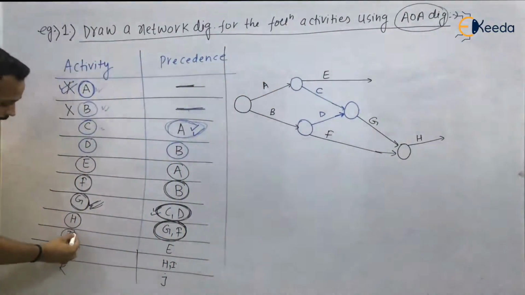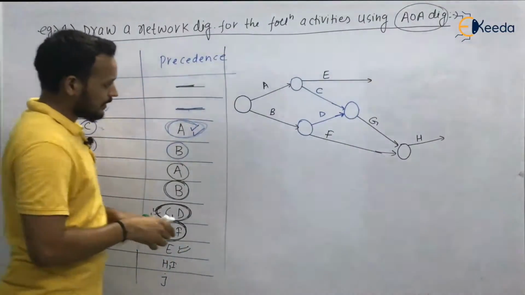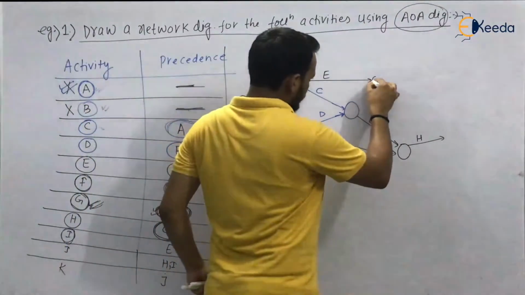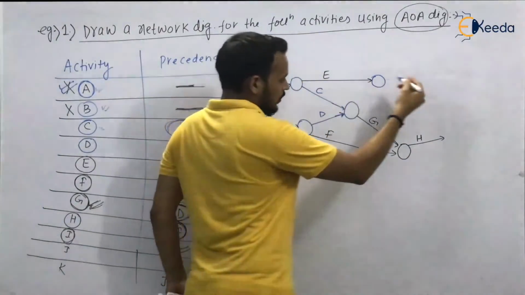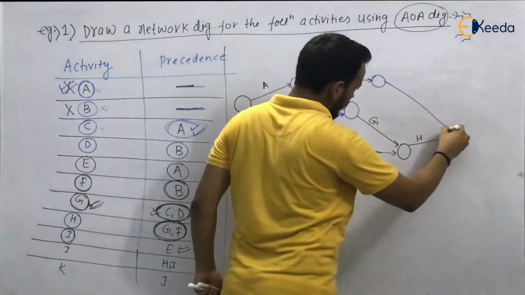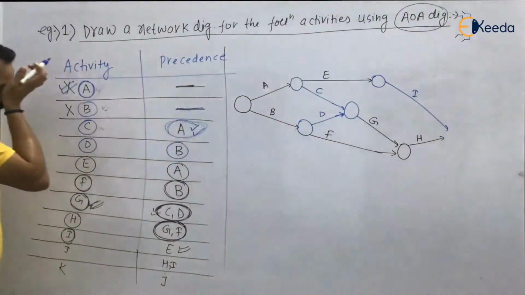Now look at activity I. Activity I, the precedence is E. E is terminating at this node. Start activity I from the same point.